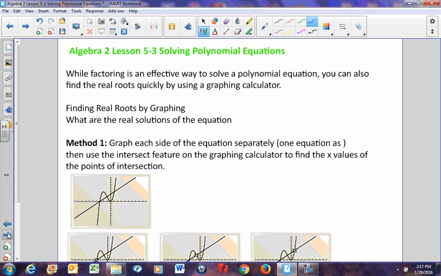While factoring is an effective way to solve a polynomial equation, you can also find the real roots quickly by using the graphing calculator. You're probably going, hallelujah, because I know I do that. There's two ways to find the real roots by graphing. I'm not a real big fan of method number 1, but sometimes it's the only method you can use, so I will introduce it to you.